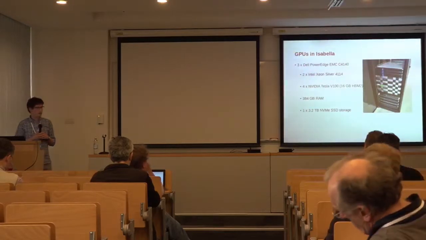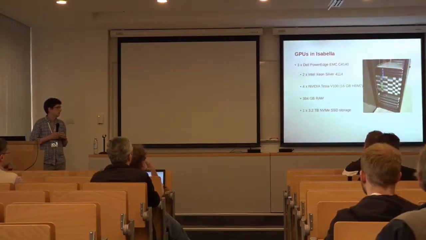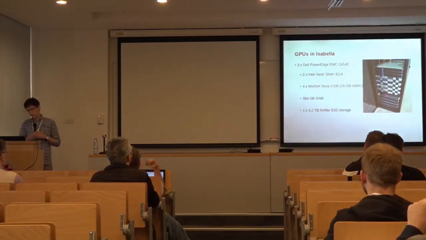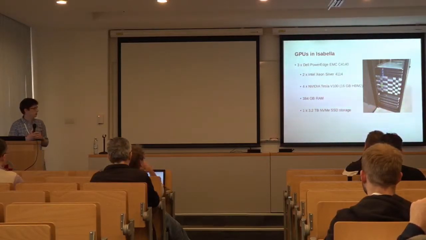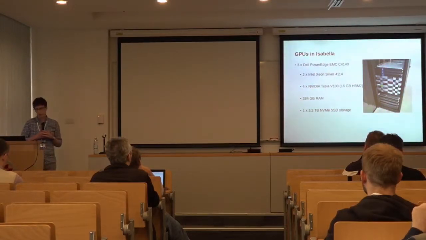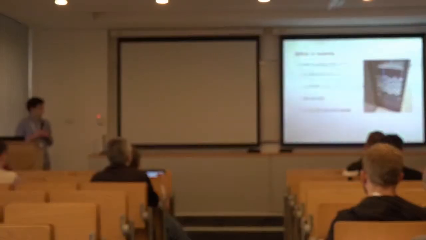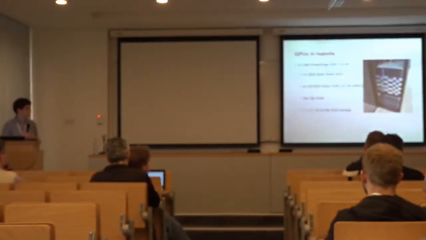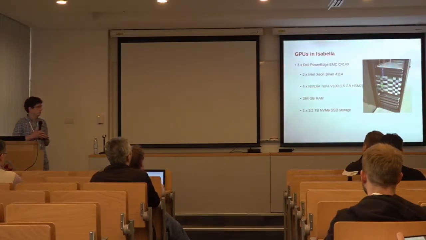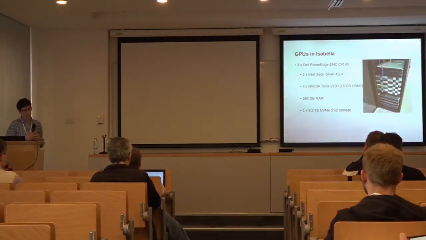So in Isabella, they are implemented in 3 servers. They are Dell PowerEdge servers. In every server we have 2 Intel processors with about 10 cores each, so altogether 20 CPU cores, and 4 Tesla V100 GPUs. Every server has 384 gigabytes of RAM and 3.2 terabytes of NVMe SSD storage. So everything is made to be as fast as it can be, so it can keep up with the speed of the GPU.